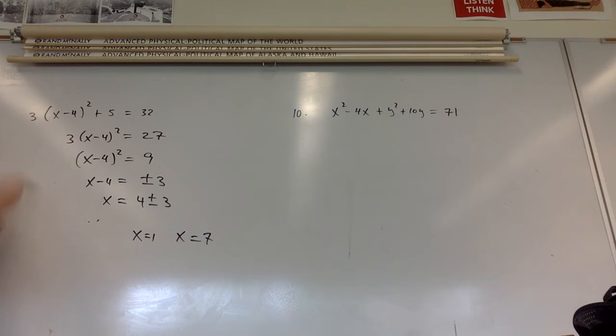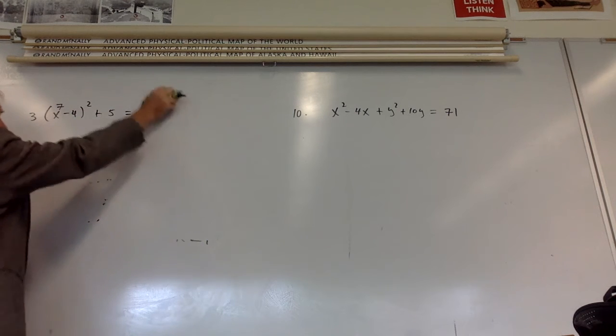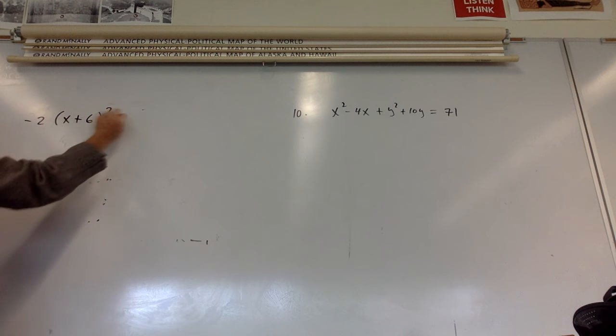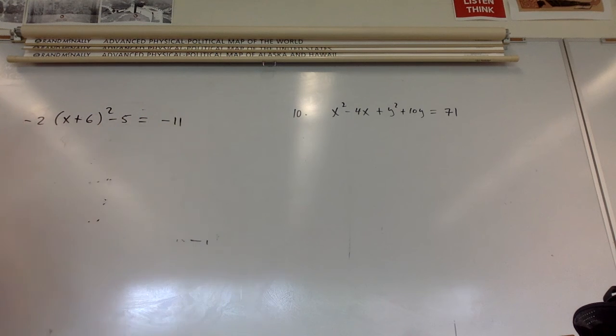You always plug the number in and see if it works. Let's put a 7. 7 minus 4, 3. 3 squared, 9. 9 times 3, 27 plus 5, bingo. All right, so let's do another one. Sometimes they're nice answers, sometimes they're not. Let's do a minus 2, x plus 6 squared minus 5. And let's have that equal negative 11.